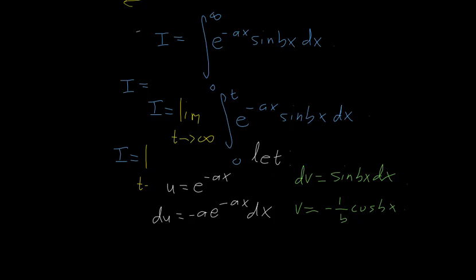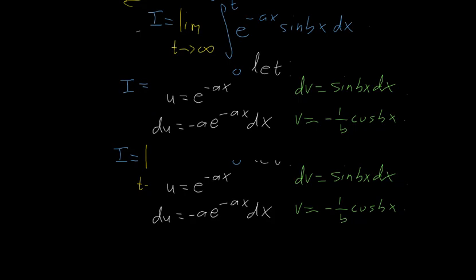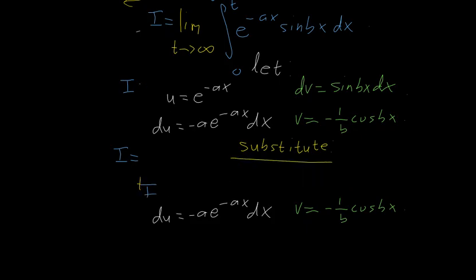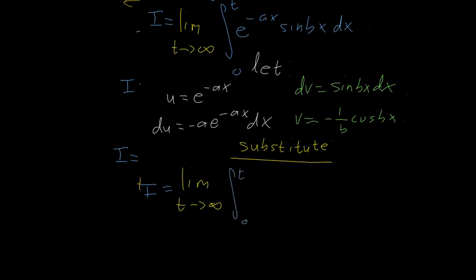Now we're going to substitute back into our I integral. I was equal to the limit as t approaches infinity of the integral from 0 to t of e to the negative ax sine bx dx. Now we're just using IBP, integration by parts.